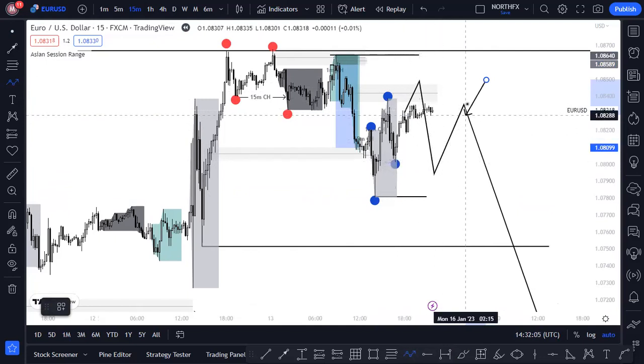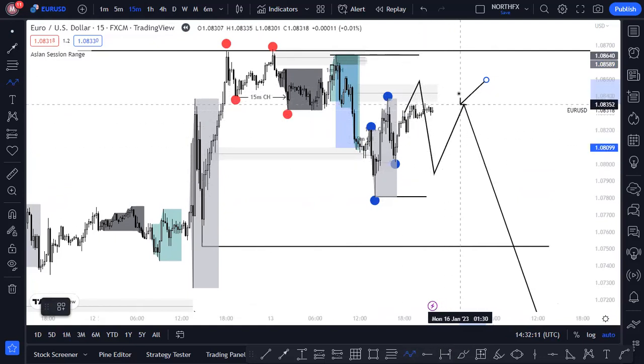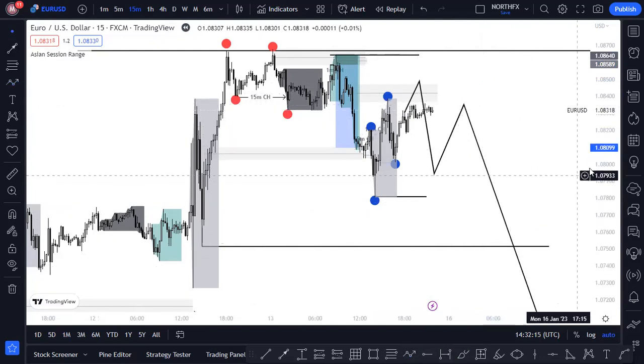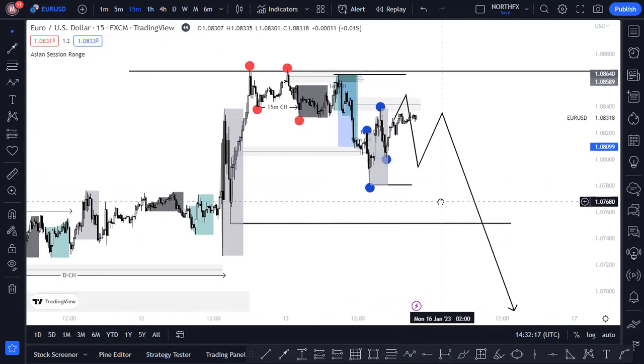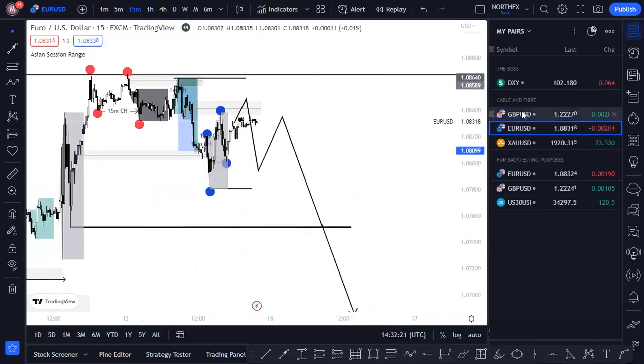Once this fails, I'm going to wait for the pullback, right? Patience is key. Be patient for all this to play out. Wait for this pullback. Once you get this pullback, entry from here, and then we'll look to take this all the way back down, right? So that is my focus on Euro USD.